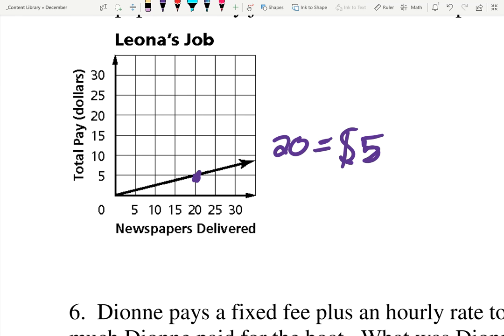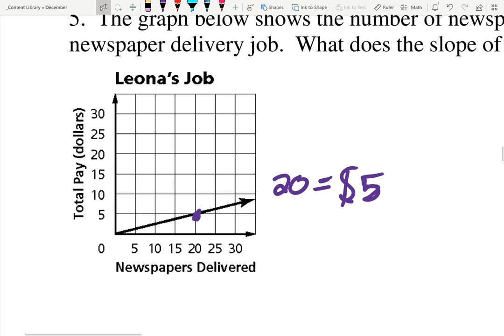All right, so if you simplify that, 20 newspapers cost $5, right? If you divide that $5 by 20, you end up with 0.25, or essentially a quarter per newspaper.